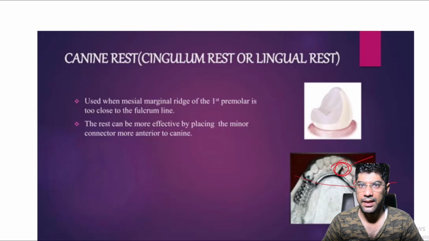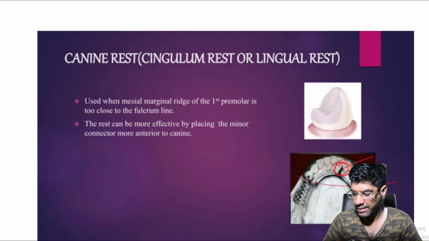So this rest can be modified by placing the minor connector anteriorly to the canine that hooks back into the cingulum. This modification increases the effectiveness of the indirect retainer by increasing the distance from the fulcrum line. So what is the advantage of placing the minor connector anterior to the canine rest? Placing a minor connector anterior to the canine rest increases the distance from the fulcrum line, and that is why it enhances the effectiveness of the indirect retainer.